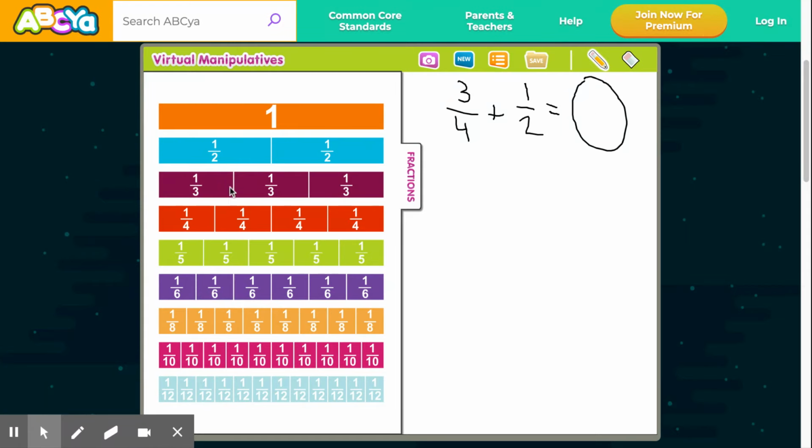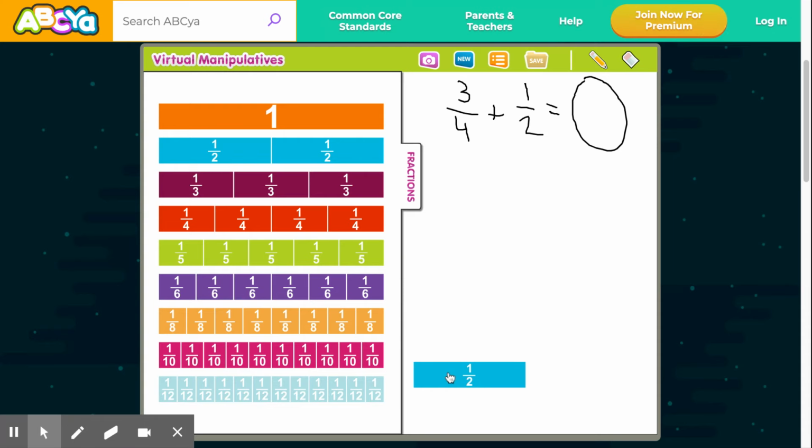The first way is by dragging and dropping our tiles over here to create an equivalent fraction. The second way is using the big 1. I'm going to do both. So the first thing that I noticed with this is I know that my halves are equivalent to fourths. So I'm going to take this 1/2 tile and I'm going to drag it down here at the bottom.